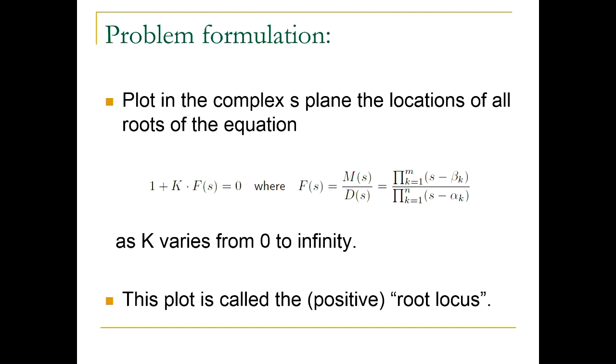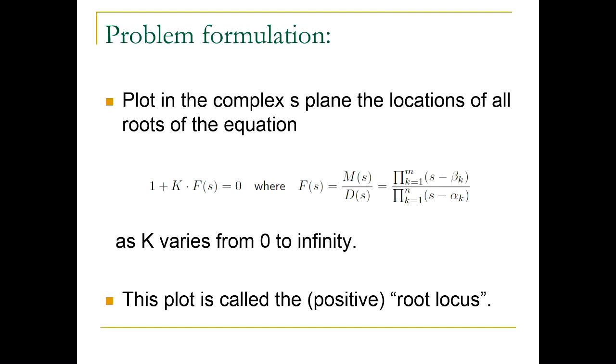So what we will be starting from is an equation that looks like this: 1 plus k times f of s, where f of s is just m divided by d. M and d are polynomials, and they can be rewritten in this form. So I will assume that the top and bottom can be just rewritten as a product of s minus zeros at the top and s minus poles at the bottom. So beta k and alpha k are respectively zeros and poles of this transfer function.